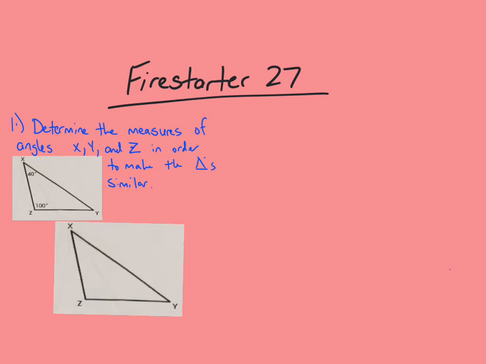Alright guys, I'm going to go over Fire 27 really fast. Just remember that number 1 says determine the measures of angles x, y, and z. So I know I'm going to eventually have the measure of angle x, the measure of angle y, and the measure of angle z.